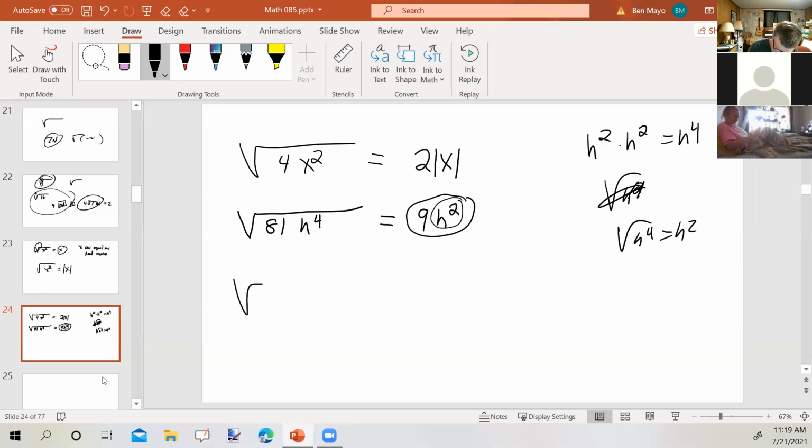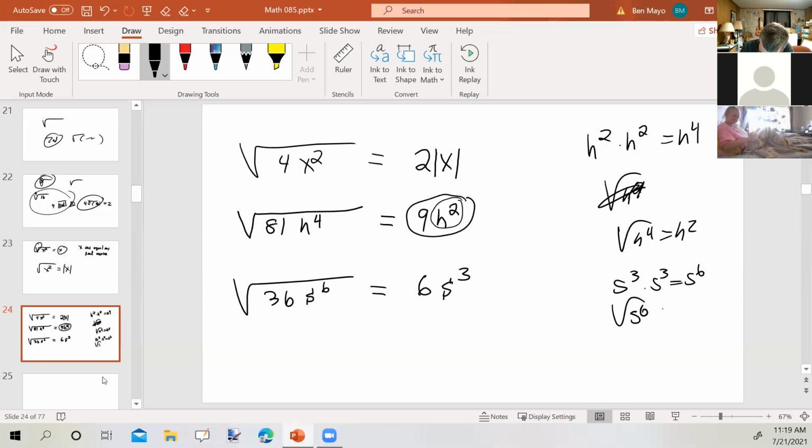How about this one? The square root of 36s to the 6th power. The square root of 36 is 6. The square root of s to the 6th would be s to the 3rd, because s to the 3rd times s to the 3rd is s to the 6th. So the square root of s to the 6th is s to the 3rd. What about here? Do I need absolute value bars here? The answer is yes, because if s is negative, a negative times a negative times a negative, that is s cubed, would be negative. And I've got to have absolute value bars there to make sure that it's not negative.